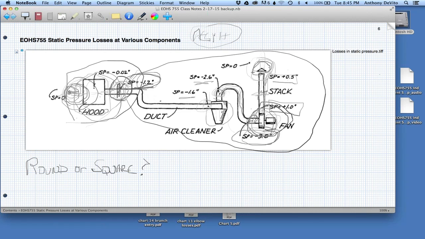Anybody know what this device is up here? The little triangle that looks like it's up there. Do you have any idea what that might be at the very top of the stack?